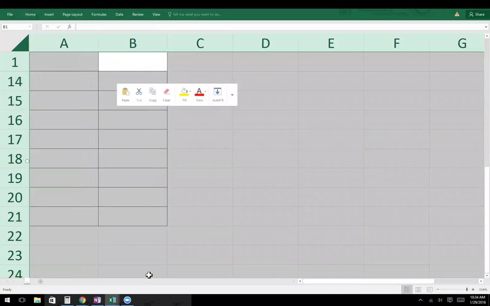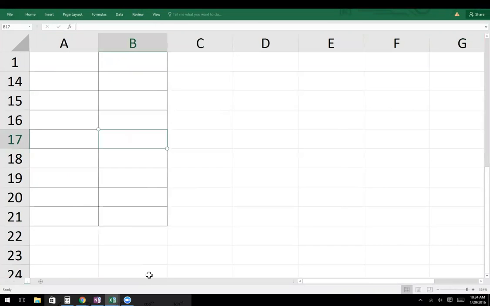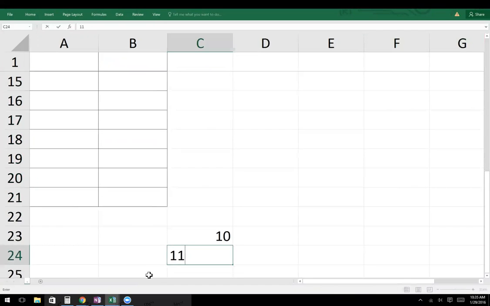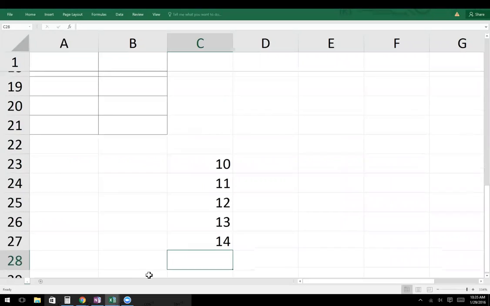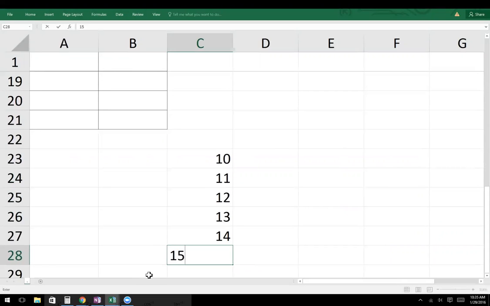Let's just take a few numbers. Let's go 10. Okay, let's make it as easy as possible. 12, 13, 14, 15. Let's stop at 14.